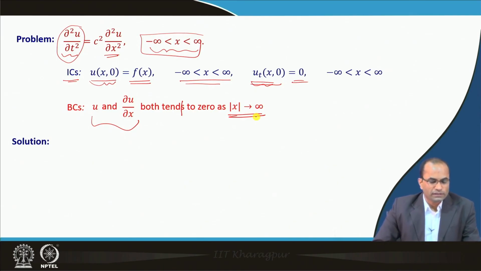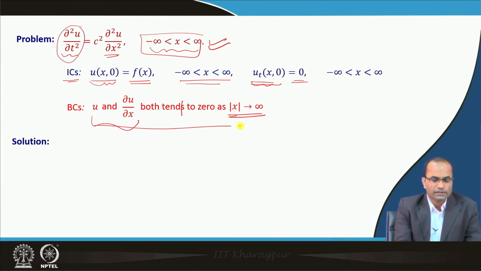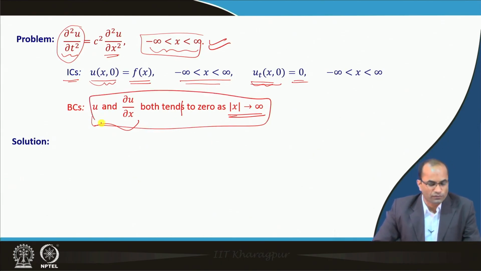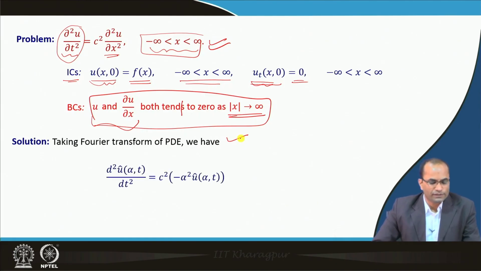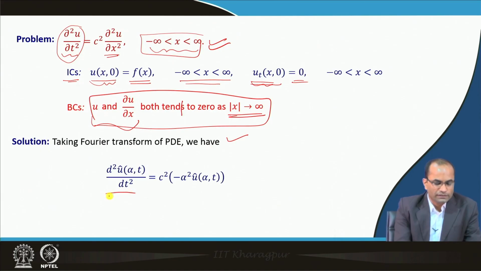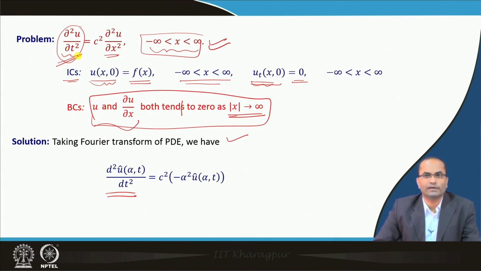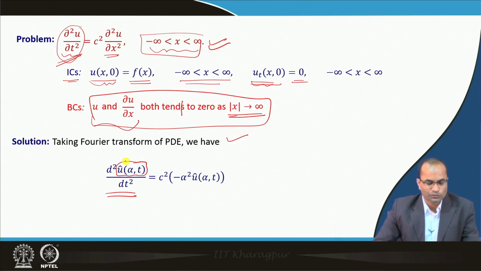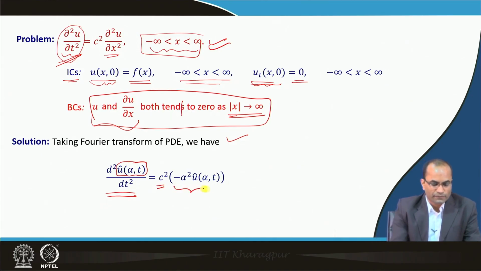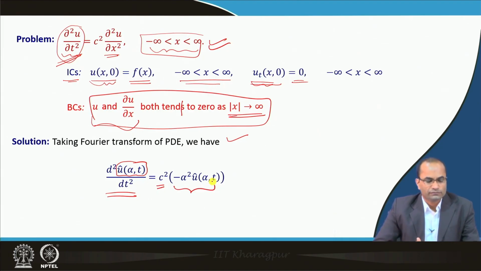So, coming to the solution. It is clear here, because of the range and these boundary conditions, that we will apply the Fourier transform to the given wave equation. Taking the Fourier transform, what do we get? The del 2 over del t square stays as it is, because we are not transforming with respect to t, we are transforming with respect to x. So, t will remain, and we have the Fourier transform of u. On the right hand side we have c square, and we apply the derivative theorem: the Fourier transform of the second derivative del 2 u over del x square gives minus alpha square times the Fourier transform of u.